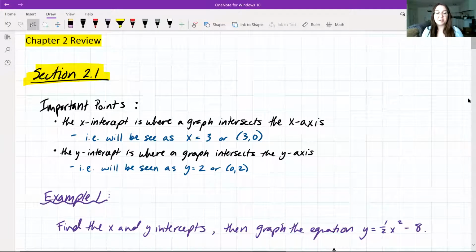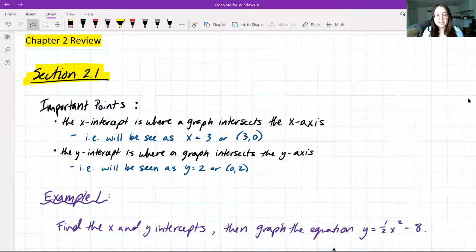All right, hello everyone. This is going to be the Chapter 2 review. So we're going to go over each section separately. We're going to talk about just the key important factors to remember from each section, and then we're going to do a number of practice problems as well that you will end up seeing very similar questions to in your quiz and your test.